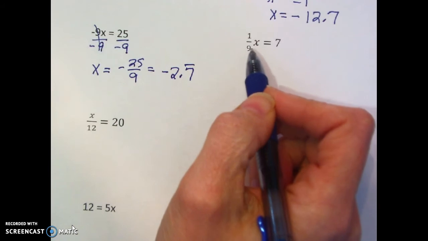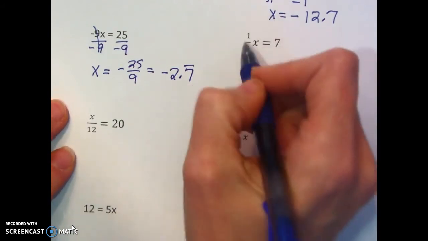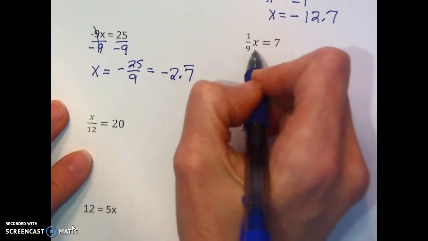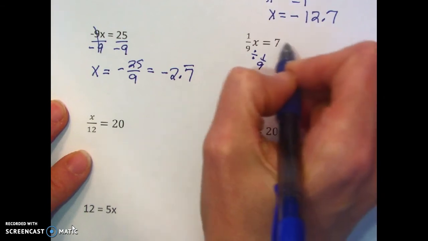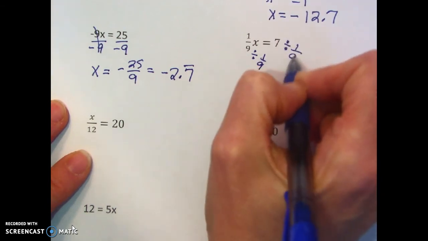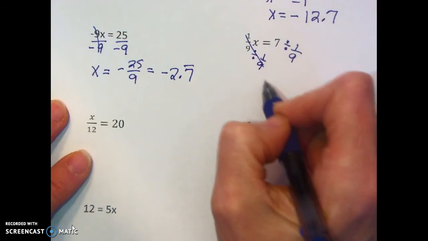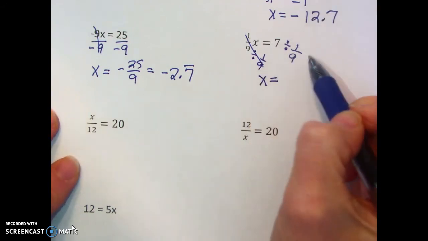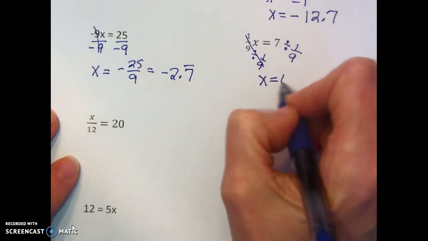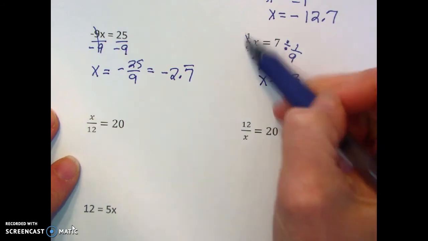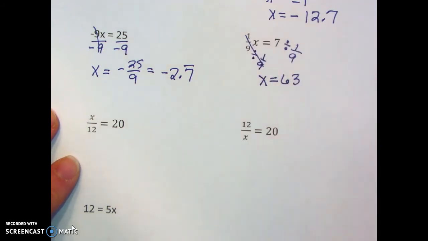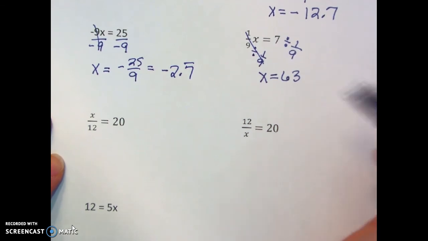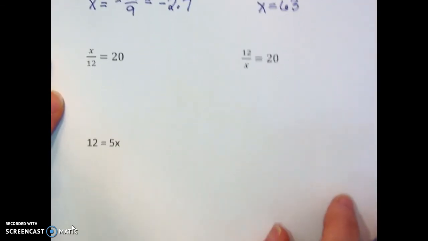Here's another multiplication problem. So in order to get rid of the stuff that's multiplied, we have to divide by that stuff. There are shortcuts if you remember them. And 7 divided by 1/9 is 63. So 1/9 times 63 would equal 7 if you went back to check it. Now this should all be review for you because you've done this last year.